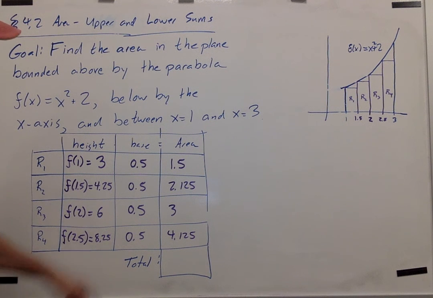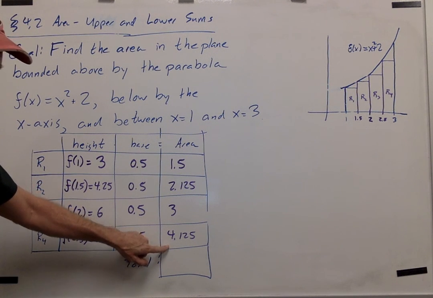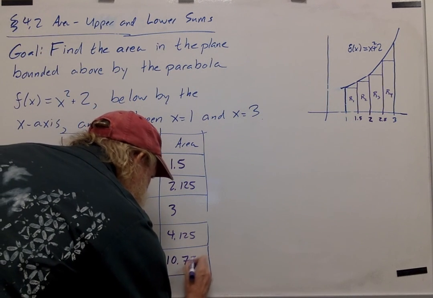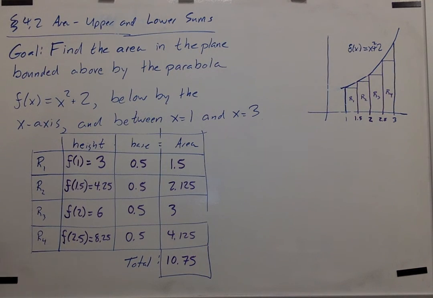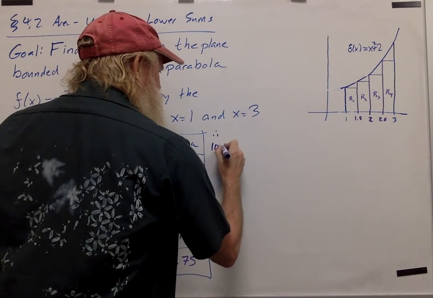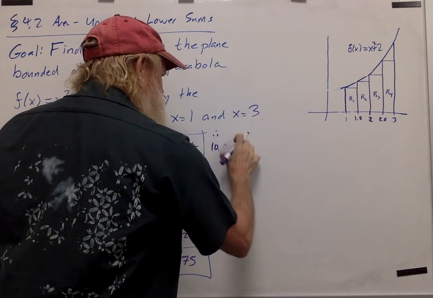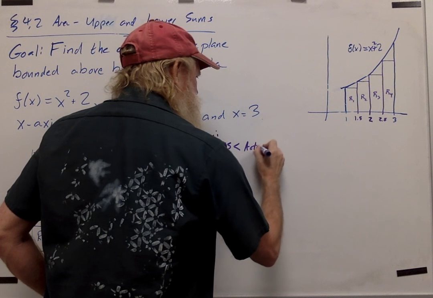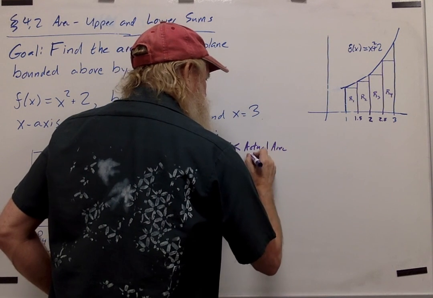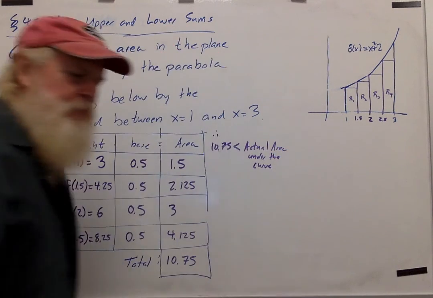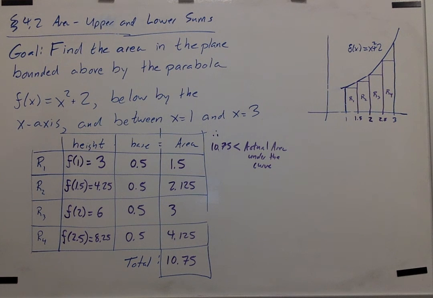So the total area of the 4 rectangles is the sum of these 4 numbers, which is 10.75. So what we know so far is that 10.75 is less than the actual area under the curve. So I know the area is approximately 10.75, and I know that it's actually something a little bit bigger than 10.75.